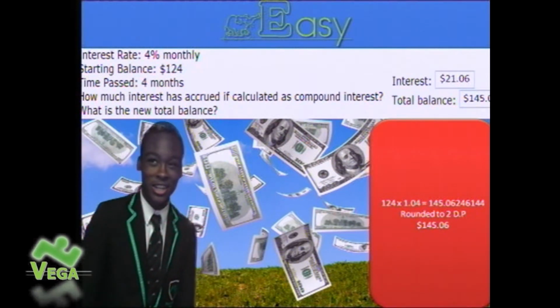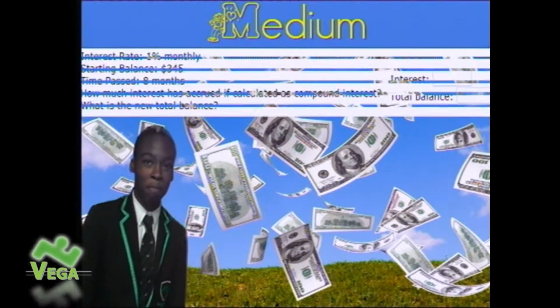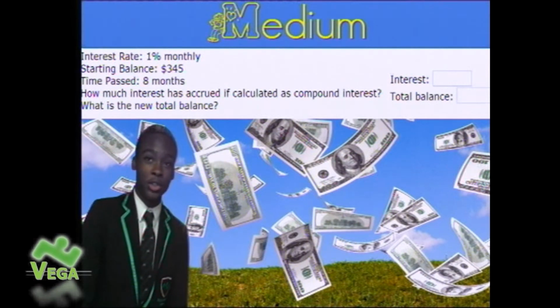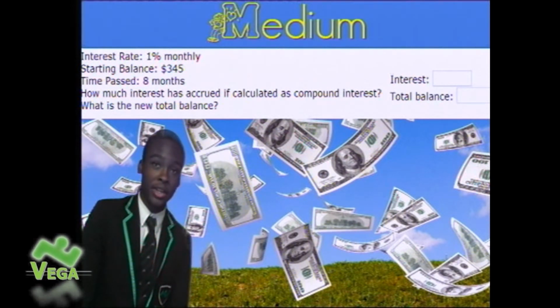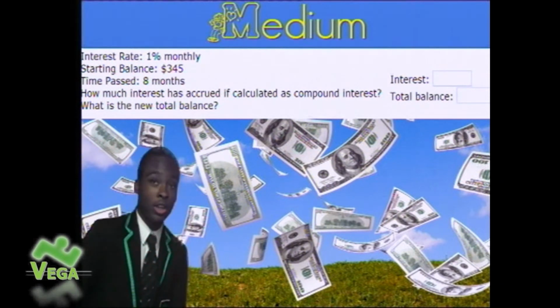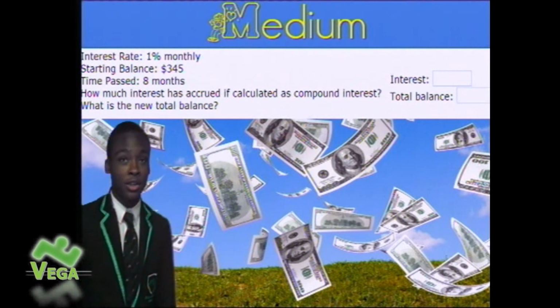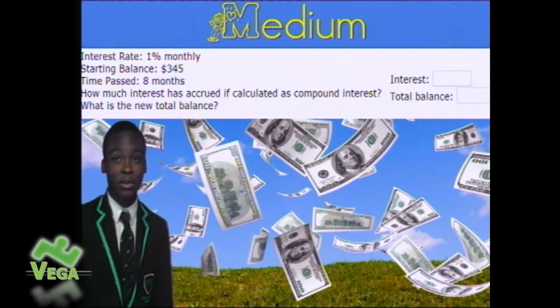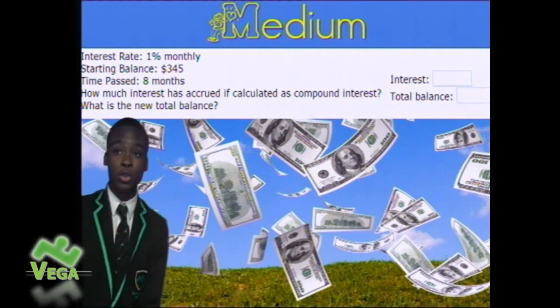So let's get on to the next question. In this question, the interest rate is 4% monthly, and the starting balance is $345, and the time passes 8 months. How much interest has accrued if calculated as compound interest? What is the new total balance?